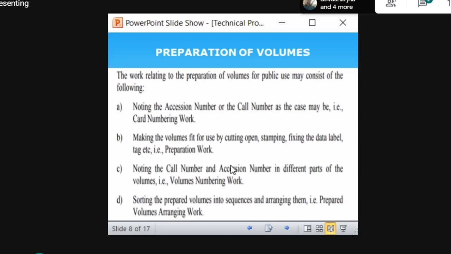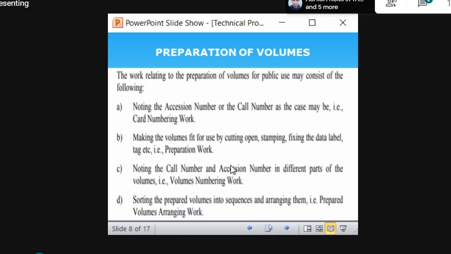The third is work related to preparing the volumes. We have seen classification and cataloging, right? Now we are going to see the work related to preparing the volumes. They will note the accession number or the call number, as the case may be, in the card numbering work. This work is called card numbering. Then making the volumes fit for use by cutting open, stamping, fixing the date label, tag, etc. They are preparing the volume for library usage, for the usage by the users.